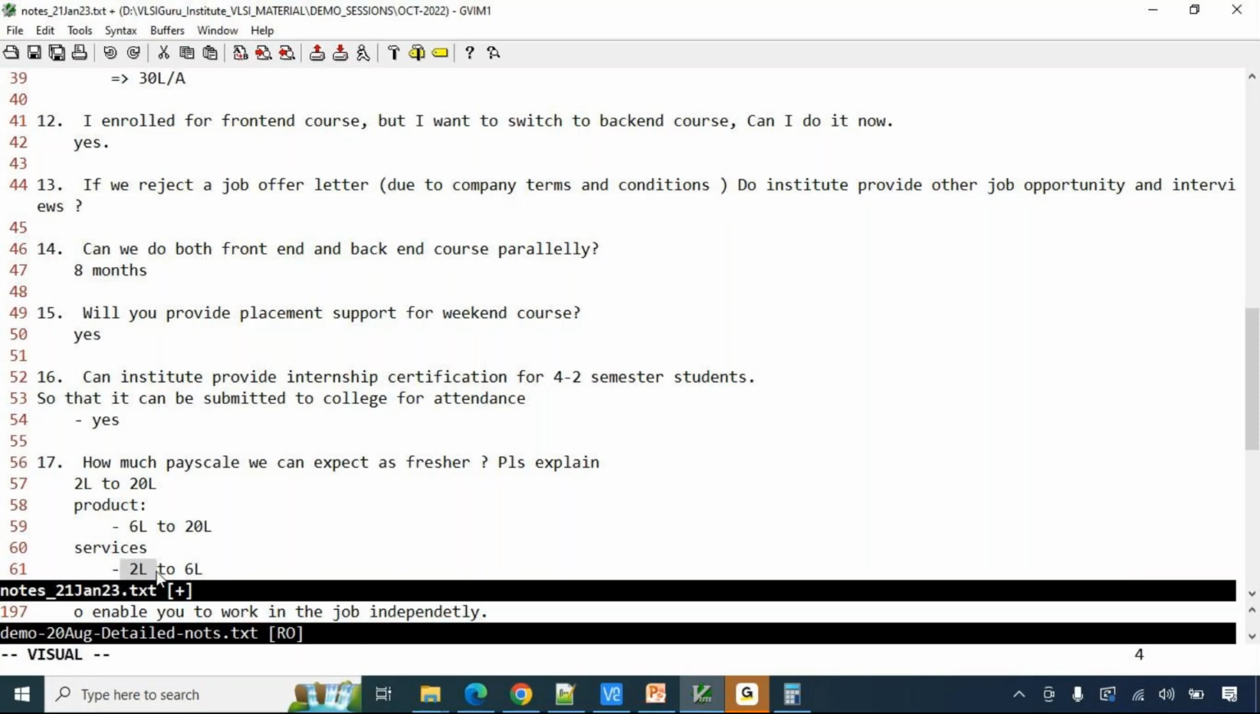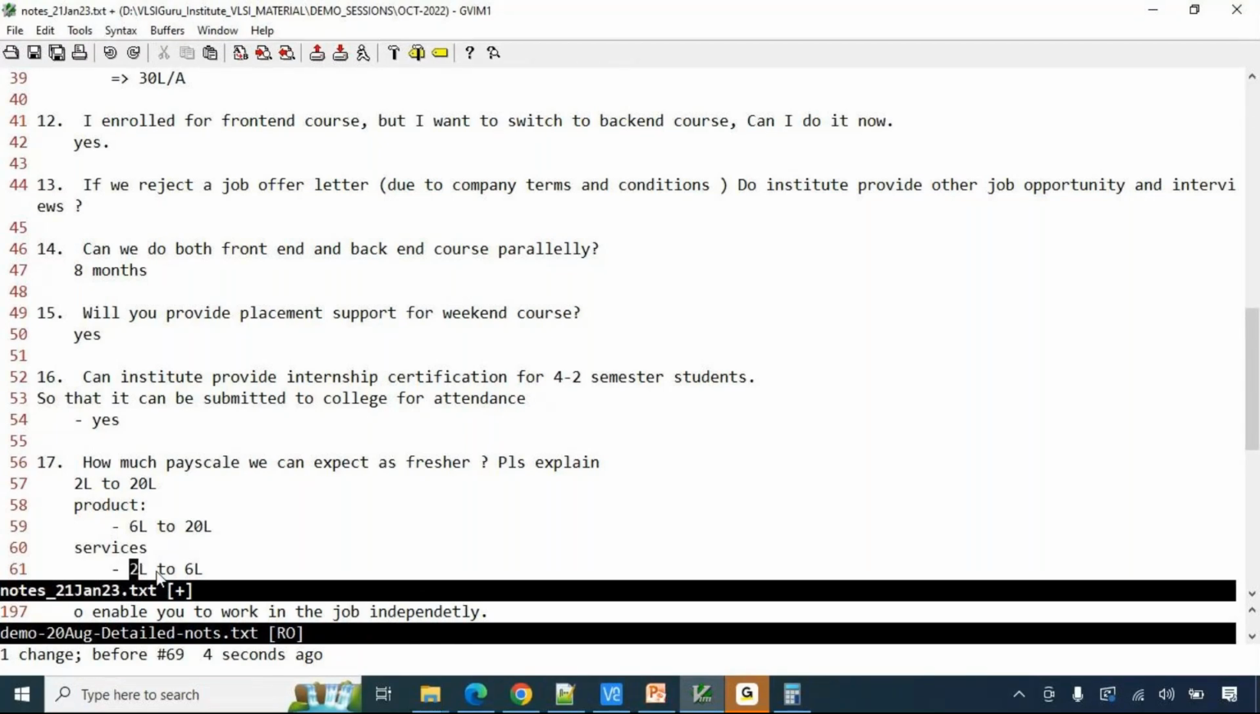See, don't think that every company pays 2 lakhs. Companies do pay 3 lakhs, 4 lakhs, 5 lakhs. I'm just giving the lower range and the upper range, because I don't want to just say 4 lakhs and give you a false impression. But even though you join at 2 lakhs now, there's a very good chance that within 3-4 months the salary can become 5 lakhs and 6 lakhs also.